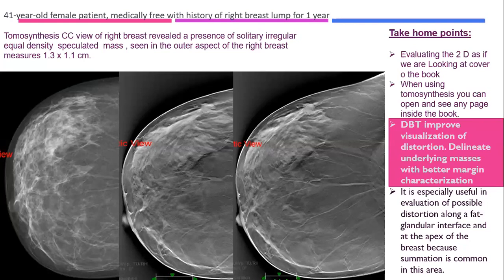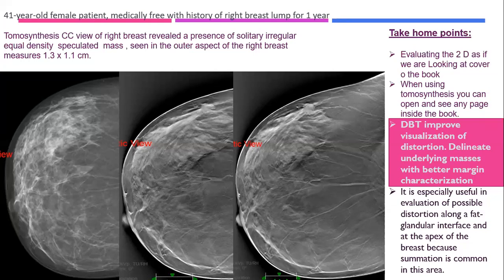It improves visualization of distortion and delineates underlying masses with better margin characterization. It is especially useful in evaluation of possible distortion along the fat glandular interface and at the apex of the breast, because here the summation of breast tissue is more common. See these areas, there is more summation of normal breast tissue. That is why tomosynthesis is helpful.